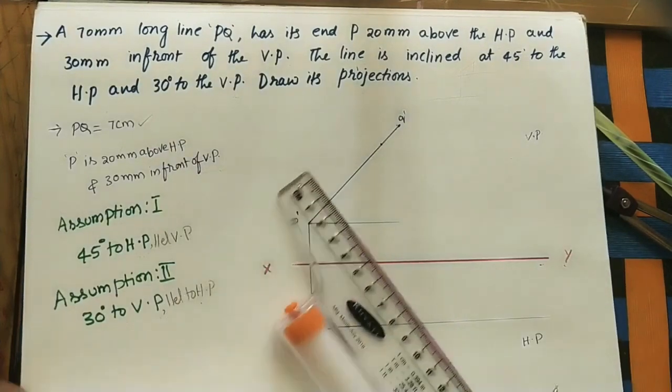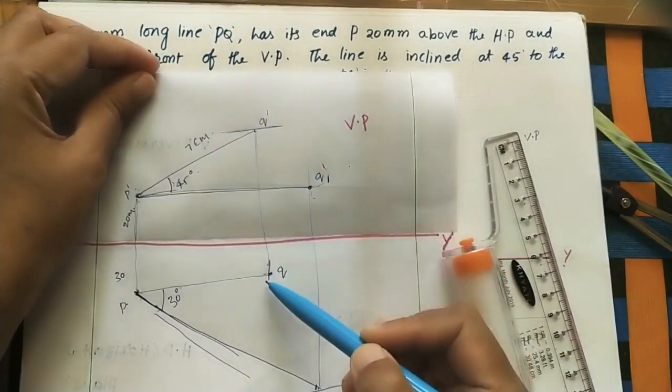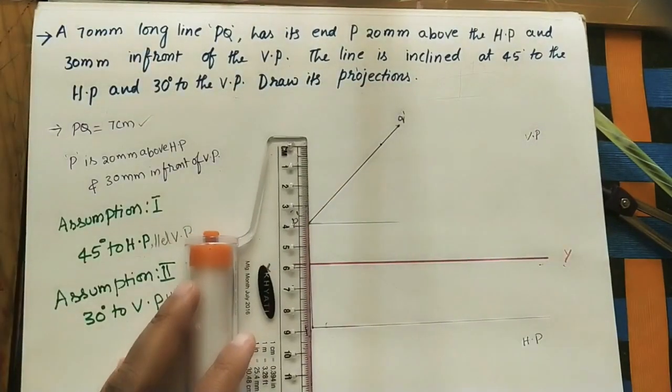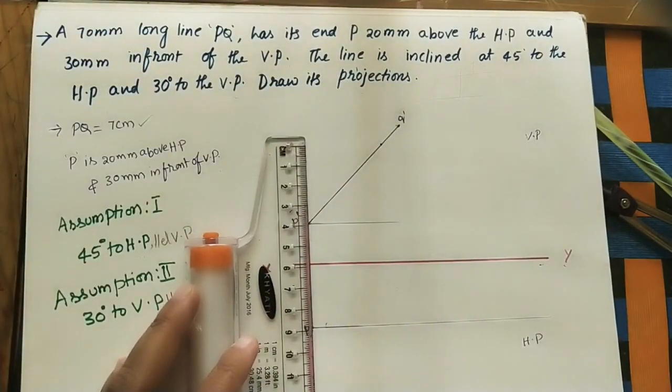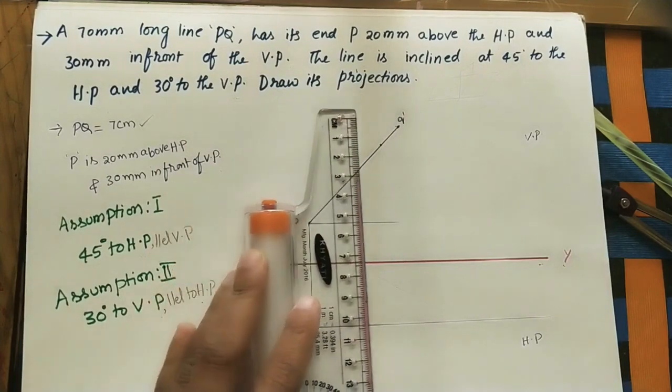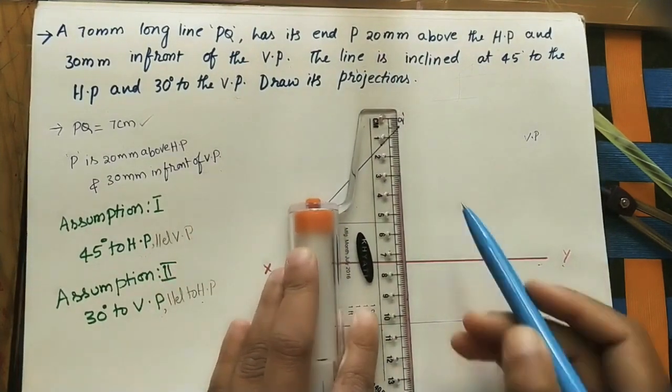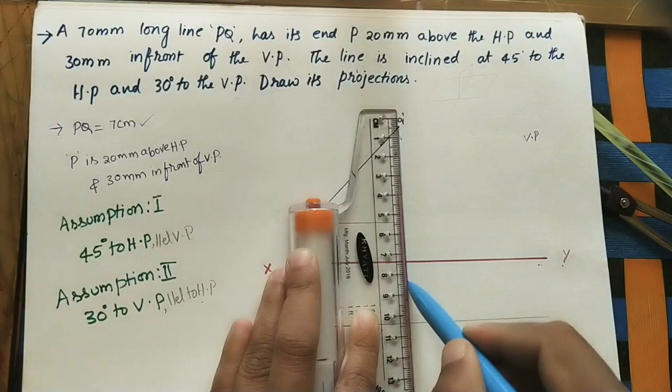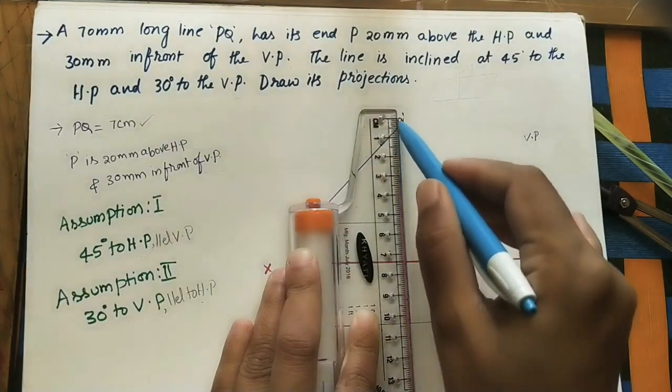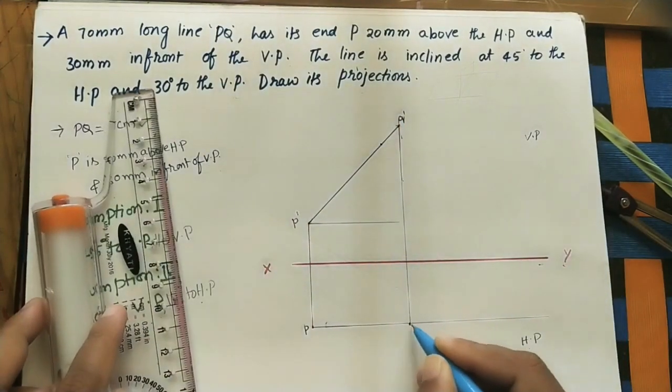And after that at Q dash do the projector line. This is the reference. Here at Q dash, always remember projector lines are in light color. Okay. And this is the Q.